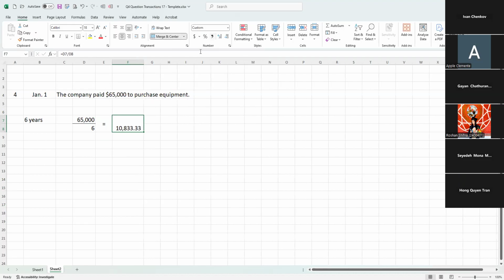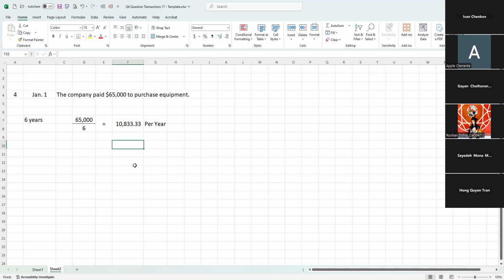$10,833. Every year I have to make sure that I expense this amount. But since we're working month by month, I have to expense this amount every month, right? That's how much it will be per year. Can I convert it to month? Yes. How can I do that? Divided by 12. Okay, let's divide it by 12.